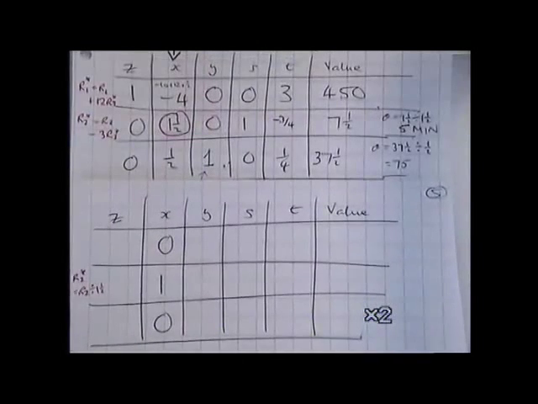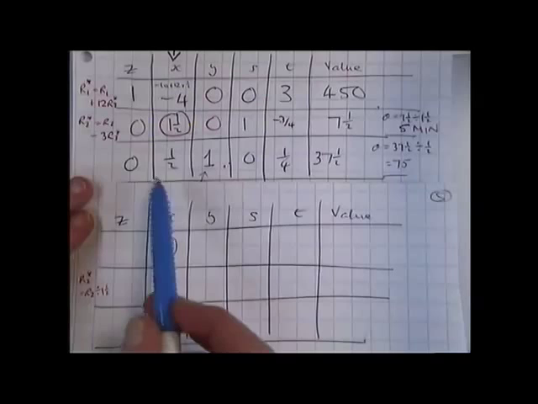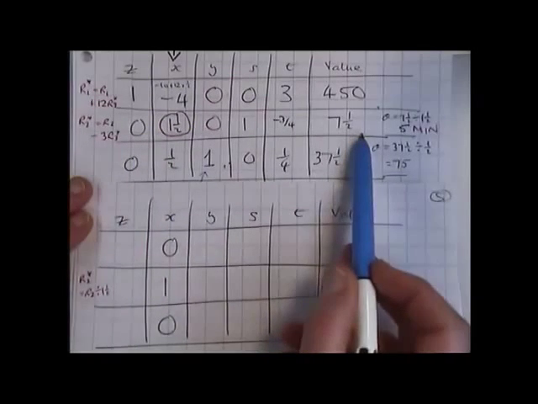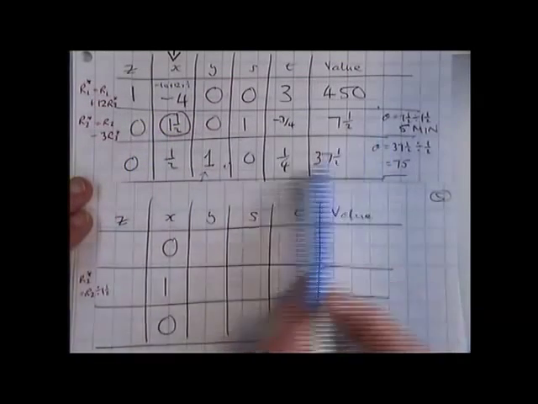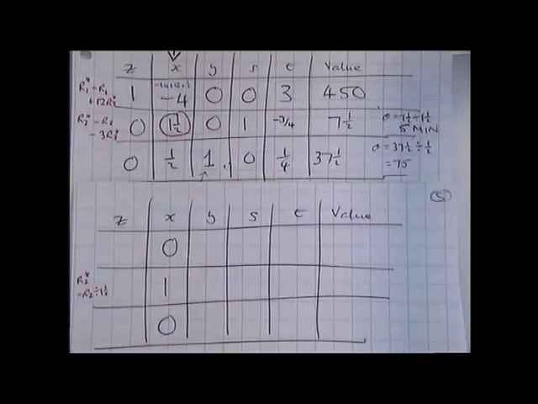When you say old, you mean like the most recent one? Yes, the most recent one. Yeah, the previous one, if you like. The previous one, yes. So I've got to do that for everything in this row. Every entry in this row, I need to divide by 1.5.